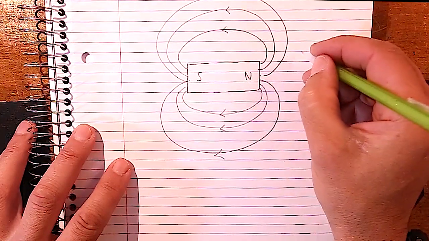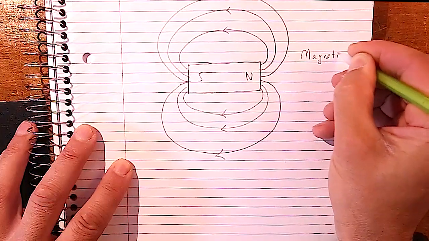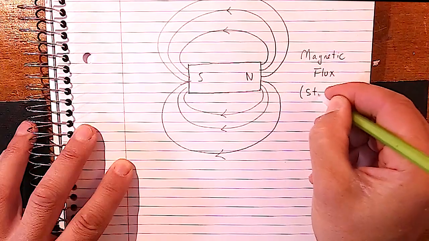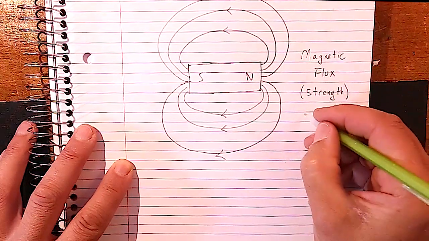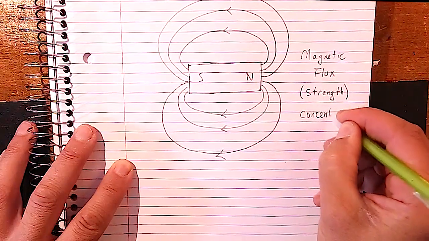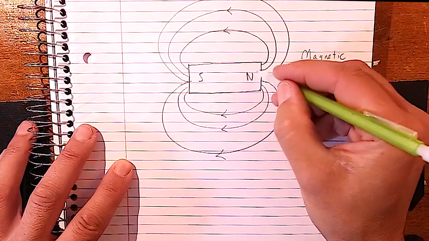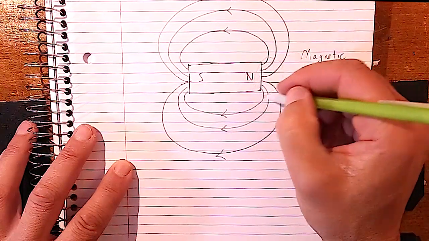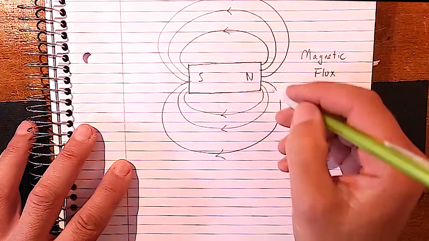Now, the concentration of the lines is called magnetic flux. And all this means is the strength. That's the strength of the field. And it is the concentration of the lines in a given area. So if we look here, right in here, we have lots of lines concentrated. So this is the strongest part of the magnetic field, and also over here.